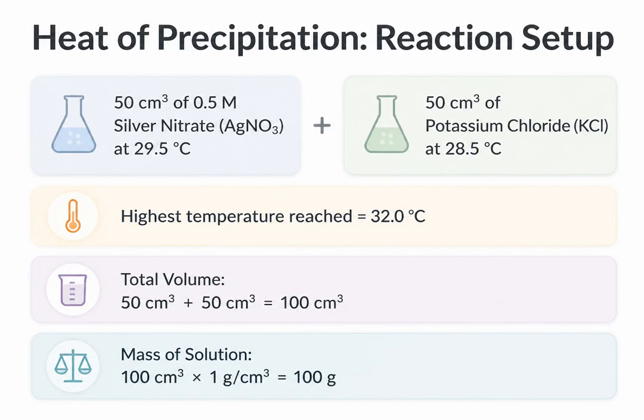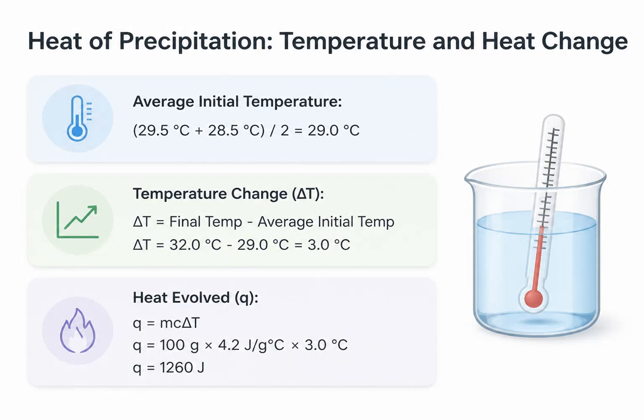Let us look at a final example, the heat of precipitation. Here, 50 cubic centimeters of 0.5 molar silver nitrate is added to 50 cubic centimeters of potassium chloride. The first step is to find the total volume of the mixture, which is 100 cubic centimeters. Using our standard assumption that the density is 1 gram per cubic centimeter, the total mass of the reacting solution is 100 grams.